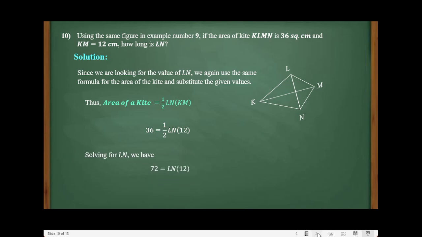Okay. So you do the cross product method. 2 times 36 is 72 equals LN times 12. So basically, we divide both sides by 12 so that we can get the value of LN. And that is equal to 6. So what does this mean? It means the length of the other diagonal, whose name is segment LN, is 6 centimeters.